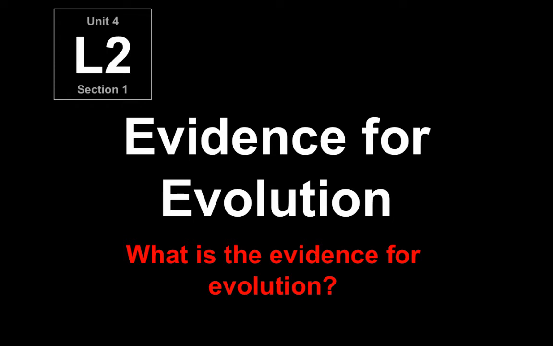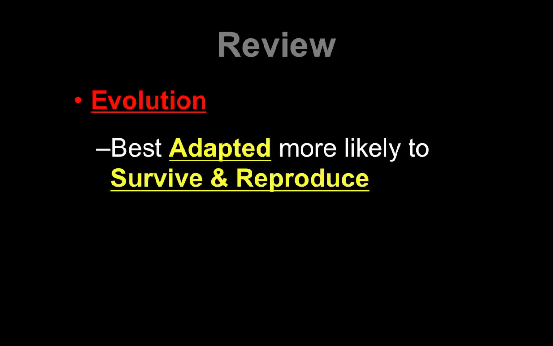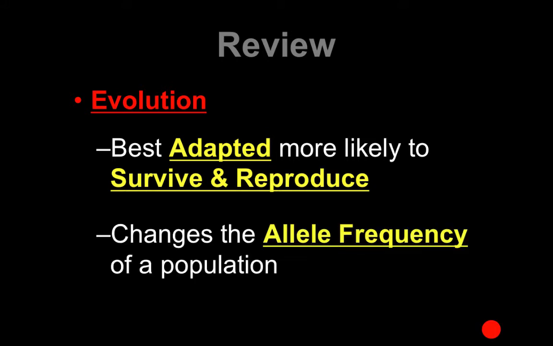In this lesson, we're going to look at the evidence for evolution. So as a review, remember that evolution involves the best adapted being more likely to survive and reproduce. You're going to see those words all the time. And because of this, there's going to be a change in the allele frequency of the population as those more adapted genes are passed on to the offspring.